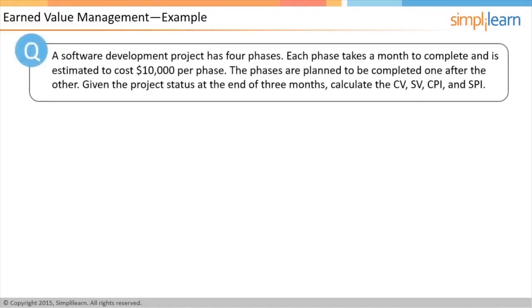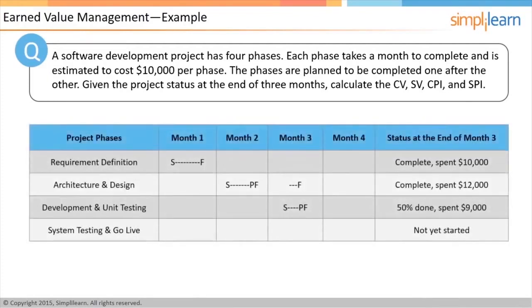Let us take the example of a software development project. There are 4 phases, and each phase takes a month to complete and is expected to cost $10,000. The phases are planned to be completed one after the other. The status of the project at the end of month 3 is summarized in the table.